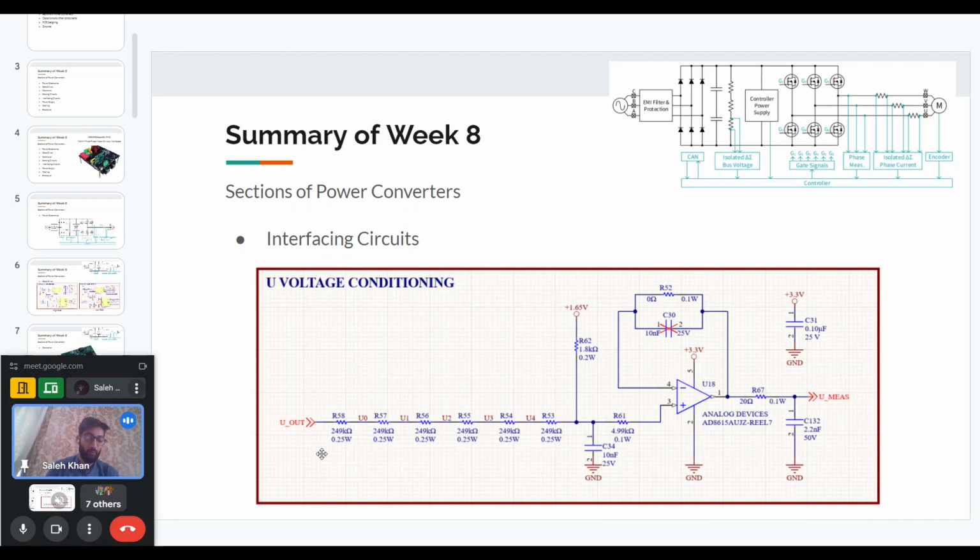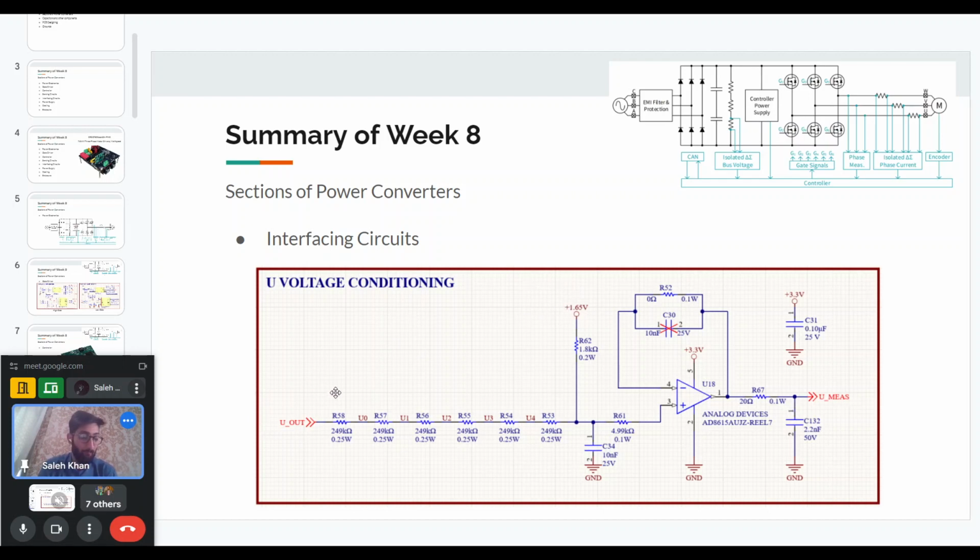So first of all, we have to scale the sensed voltage. If the sensed voltage is between plus minus 1200 volts, we have to scale it down. And also we have to give an offset so that the voltage does not go negative. We can only have positive voltages between 0 to 3 volts at the output. So an offset of 1.65 volts is given, so that when 0 volts is being sensed, we will get 1.65 volts at the output.